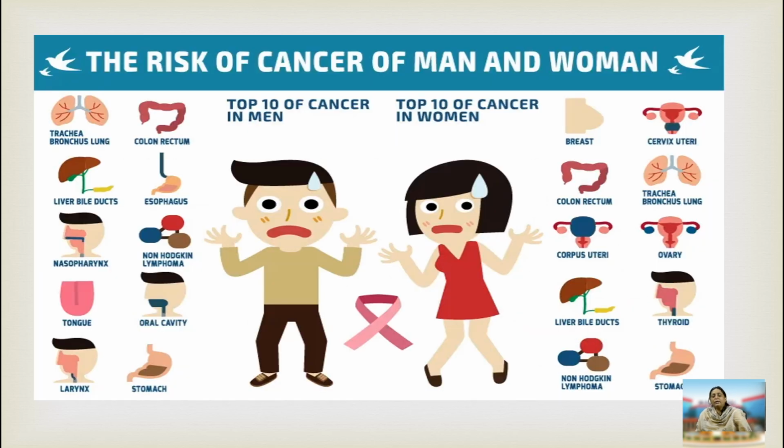Now let's see what are the common cancers we can see. In men, the most common cancers nowadays are oral cancers, which include the esophagus, larynx, oral cavity, nasopharynx, and trachea. In women nowadays, cervix, breast cancer, endometrial cancers, including thyroid and parathyroid cancers are getting very common.